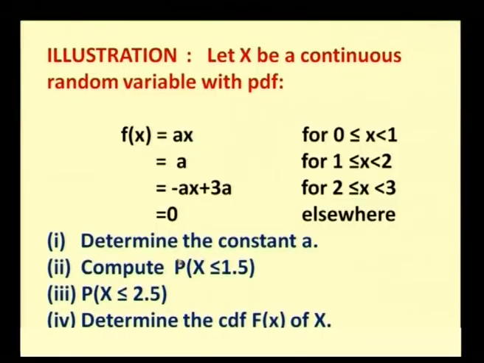The first illustration of a continuous random variable dealt with finding the probability when the PDF is continuous. The second illustration dealt with finding the cumulative distribution function of x when the PDF is a continuous function. Now, this is an illustration where you have to find the cumulative distribution function as well as the probabilities when the given PDF is a discontinuous function. Okay. So, discontinuous function. First of all, we shall find the constant a.